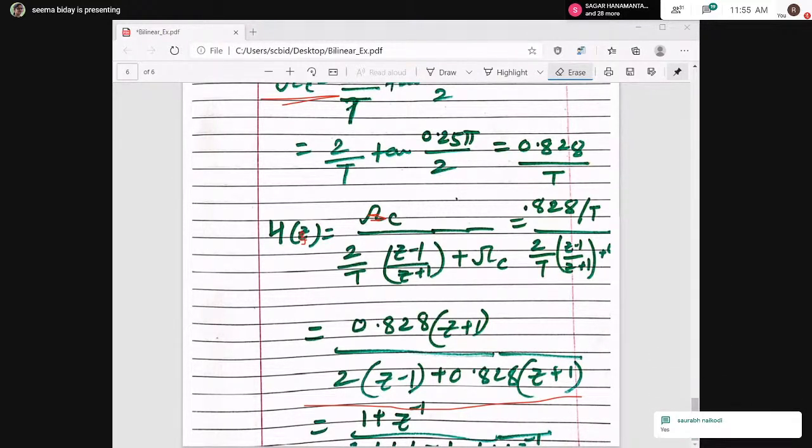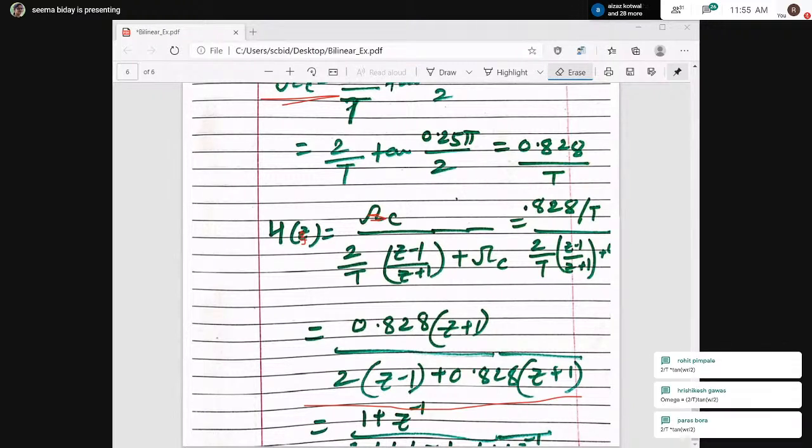You should not write capital W, it should be small w. Capital omega equals 2 by T tan of small w by 2. WR is the resonant frequency, so WC or WR is okay, but in general I am asking you the relationship, so don't write anything else.